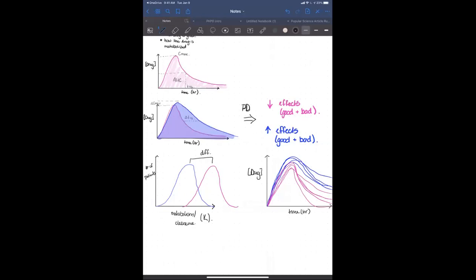Right. And so this will then propagate down through our PD models, causing differences in effects, which we also want to model. But those are going to be very specific to your drug. So you're going to have to develop your PD model or models and see how this affects those intended effects and those negative off-target effects.